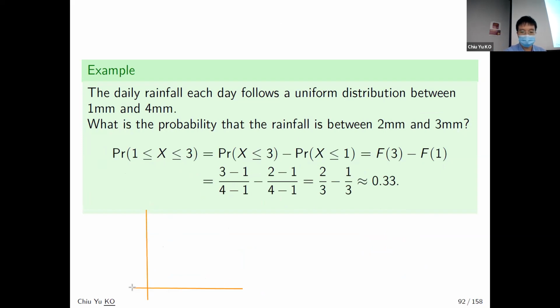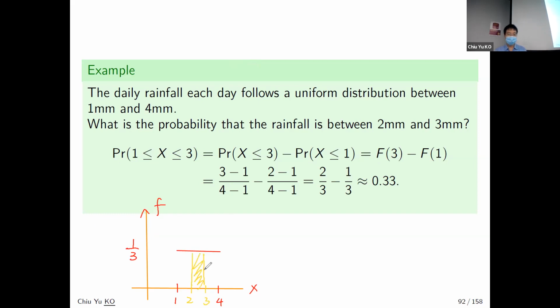So here is the same question, but instead of between 1 and 2, we ask between 2 and 3. The question is very simple. It's 1 and 4 again, and you have the height, and this is 1/3. So the question is asking what's the probability between 2 and 3. What is this area?